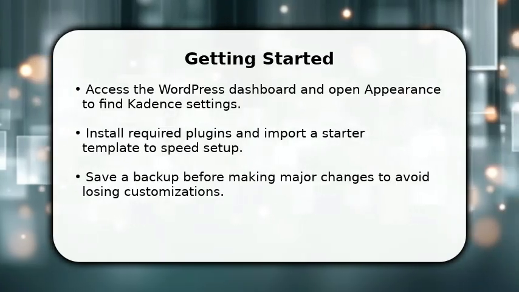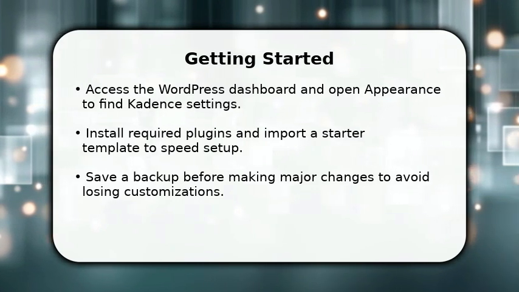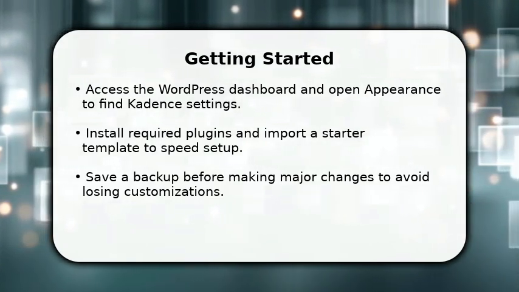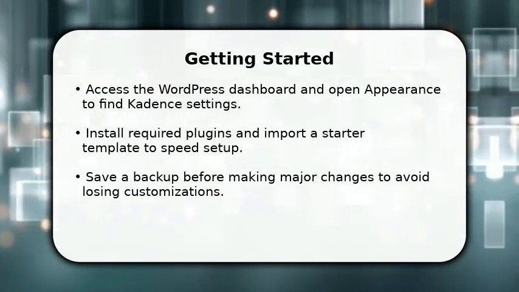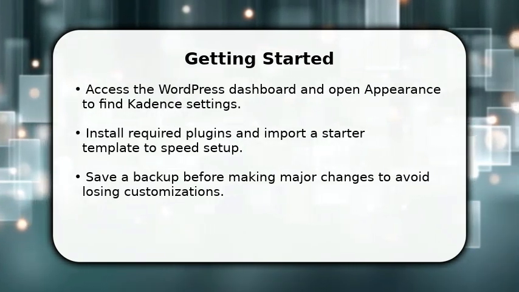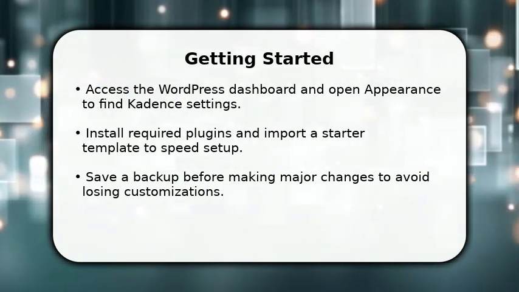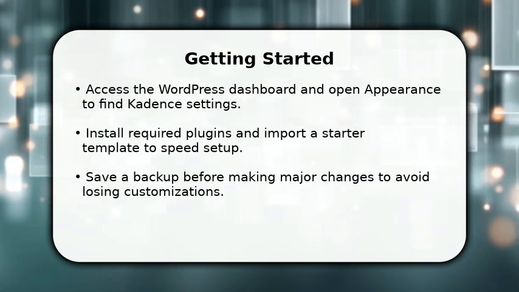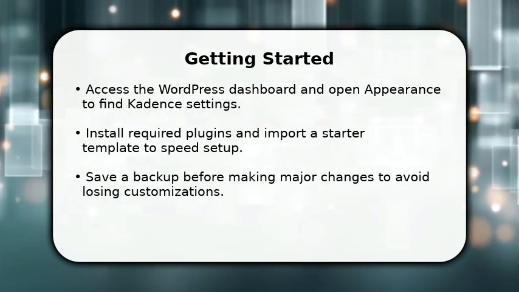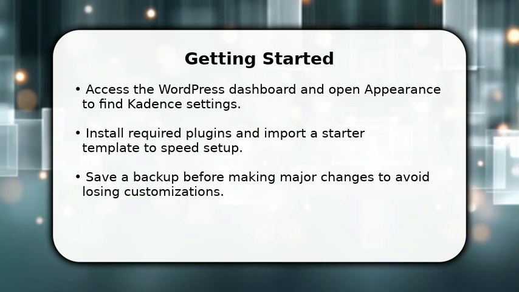In this video, I will explain how to use Kadence theme. Go to Appearance, Kadence and begin in Global Settings to set typography and layout. Start by importing a starter template, then adjust colors and fonts to match your brand. Customize header and footer next using the header builder and transparent options.